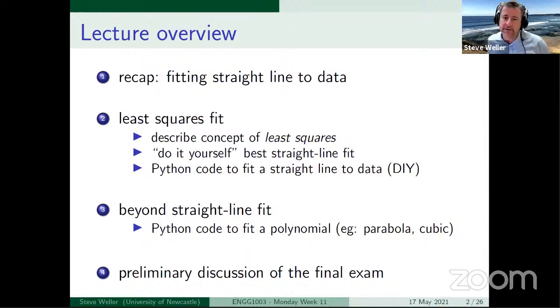Now, the mathematics of going beyond a straight line fit can get pretty complicated. This is not a course in mathematics, it's a course in computing. And so we're going to use the SciPy library, the curve_fit function, again, to do that fitting. And that allows us to skirt around the mathematics and solve a problem using an external library function.